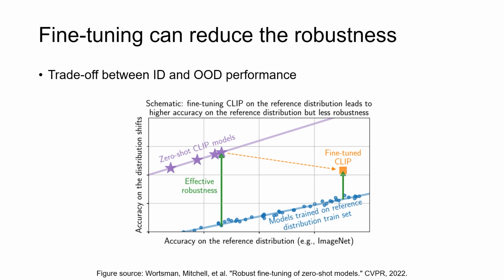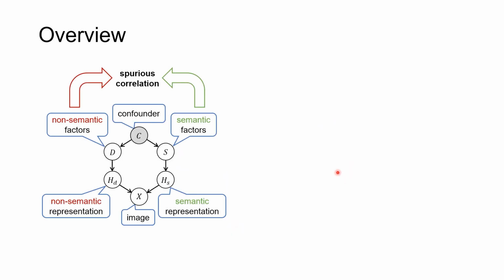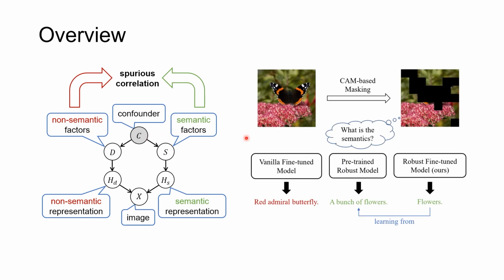ID and OOD performance. In this paper, we study this issue from a causal perspective, and here is our structured causal model. We argue that fine-tuned models tend to learn the spurious correlation between semantic and non-semantic factors, which can be unstable under distribution shifts. Therefore, we propose to use mask images as counterfactual training samples that break the spurious correlations. By applying distillation based on the mask images, we can effectively improve the robustness of the fine-tuned models.